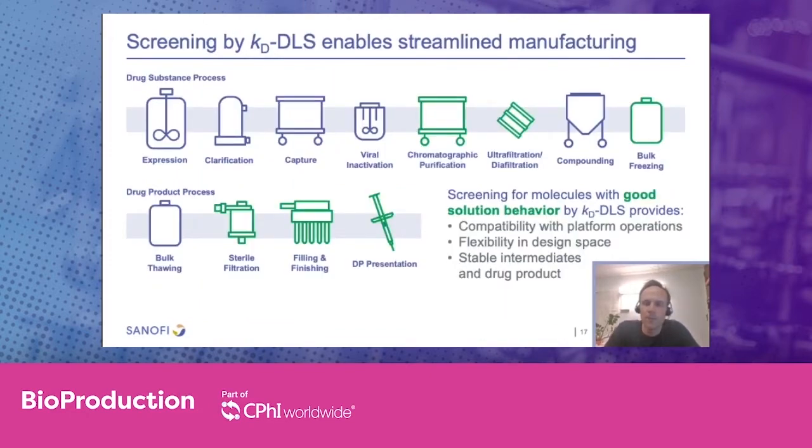So coming back to the generic process here, it's clear that screening for molecules with good solution behavior will have a lot of positive impacts on the development value chain. But with respect to manufacturability, it will really open up the flexibility in the unit operations and certainly it would lead to stable intermediates and drug product as well.